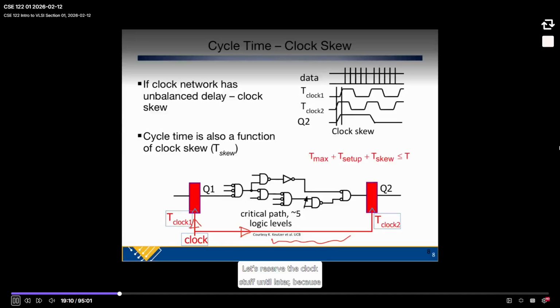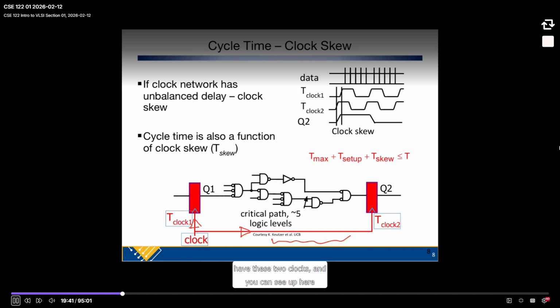Let's reserve the clock stuff till later, because I have a lot to say about that. There's a lot of things you can do, but it's a very hard problem. It's almost analog design, because there's so many different criteria. Digital stuff, you were basically concerned about power, delay, and area. That's what you want to do. Is it correct? Power, delay, area. Analog, you're suddenly worried about noise, variability, all sorts of other things. So it's not an easy answer.